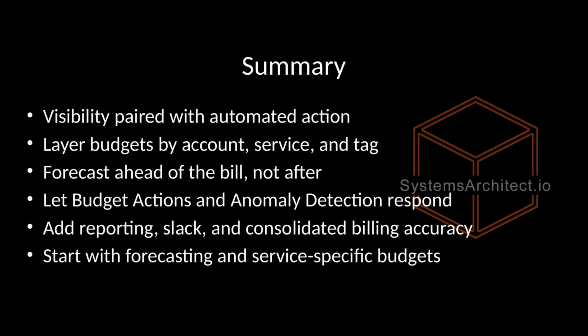Taken together, these 15 strategies turn AWS budgets into a layered, automated cost governance system. The through line is visibility paired with action. Layer your budgets by account, service, and tag, forecast ahead of the bill, and let budget actions and cost anomaly detection respond automatically where it's safe. Add disciplined reporting, sensible slack for elastic workloads, and budgets that reflect the real economics of consolidated billing.